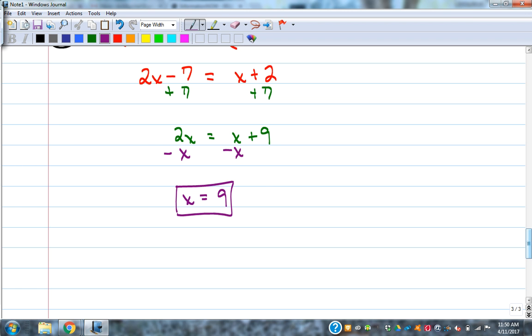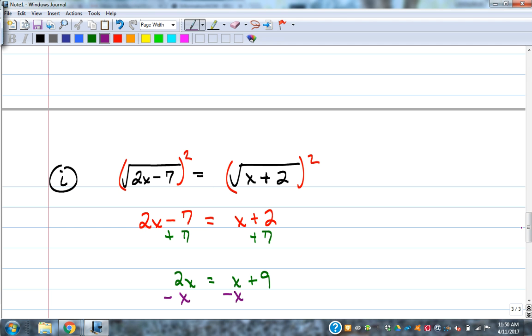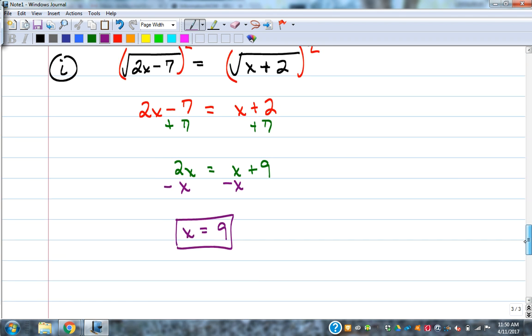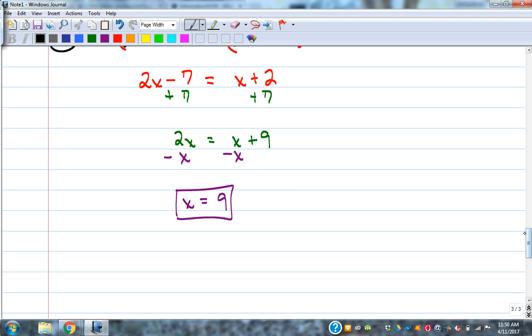So it looked like a really tough problem at the beginning because it had 2 square roots, but it's not. It's actually easier than the others because there's a little bit less math work to do, arithmetic wise.